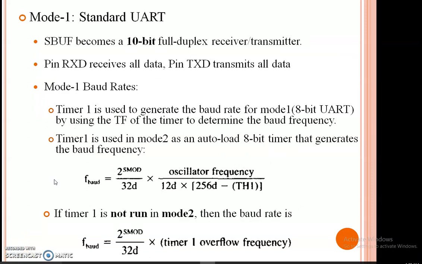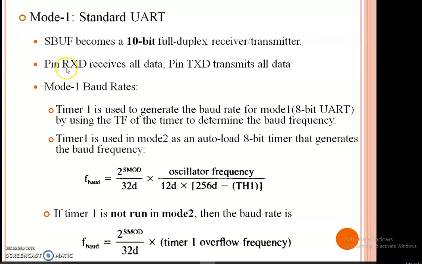Standard UART means you are using a UART IC, Universal Asynchronous Receiver Transmitter IC. A separate IC you are using to perform the serial communication, and you are doing 8-bit data transmission and reception, but the data word size is 10-bit because it is an asynchronous communication. Every byte should have one start bit and one stop bit. So one start bit plus 8-bit data plus one stop bit, altogether 10 bits. So this is the data word size of mode 1, a 10-bit data word.